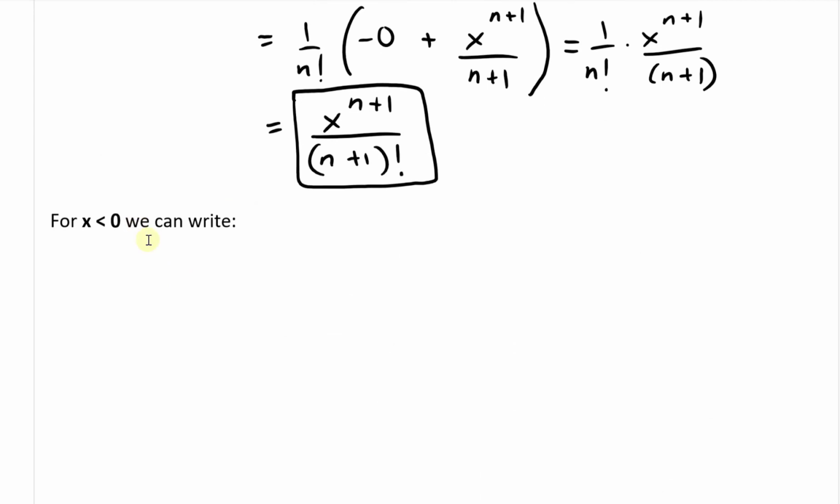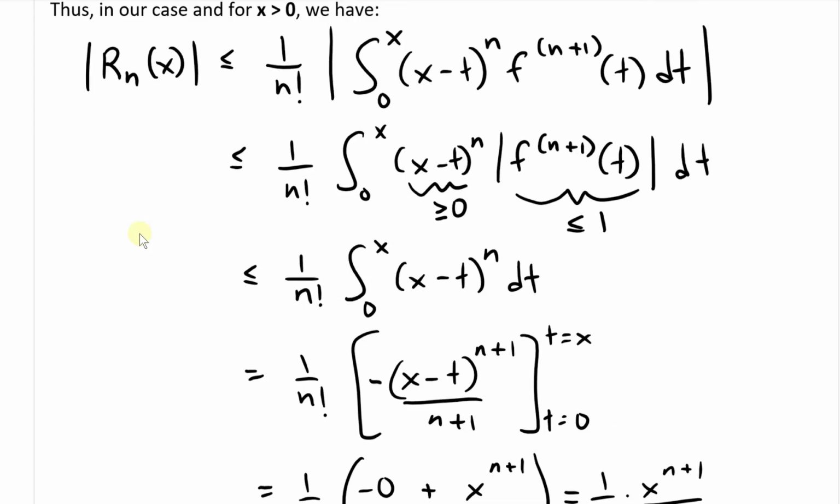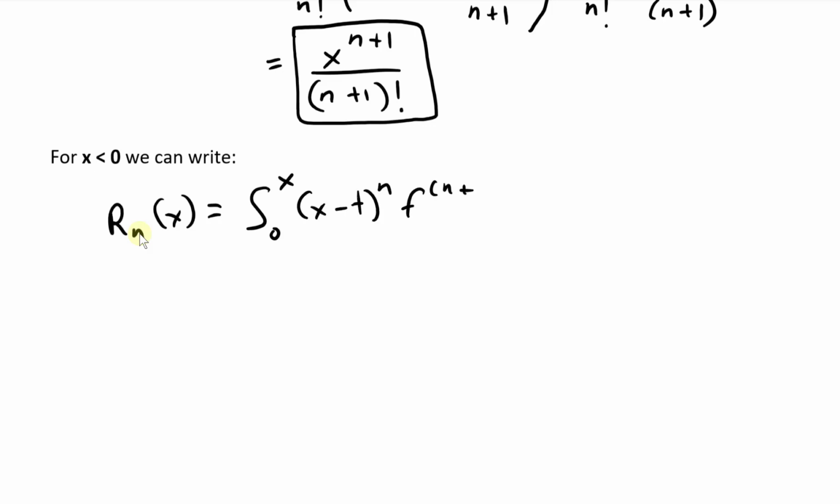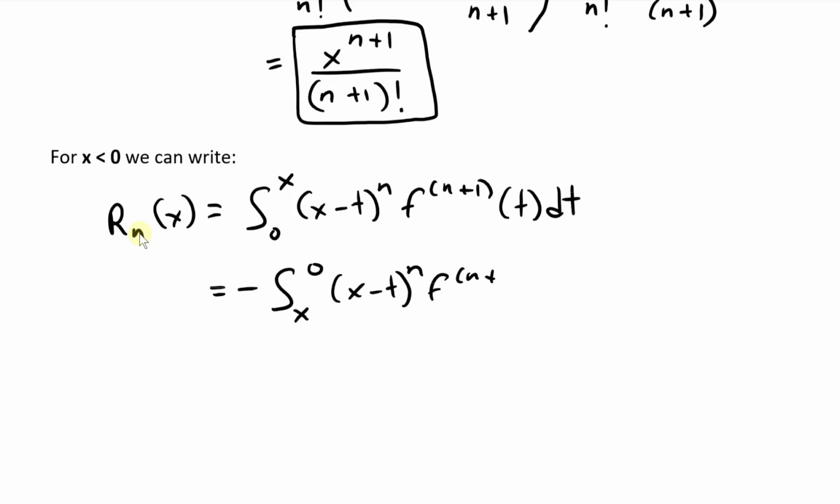So for x less than 0, we can write the remainder Rn as equal to the integral from 0 to x of (x minus t) to the power of n times f^(n+1)(t) dt. Now, remember the integral properties: when you flip the limits, this becomes negative, the integral from x to 0, so that we can apply the integral property for the absolute value soon. So this is negative, integral of (x minus t)^n times f^(n+1)(t) dt.